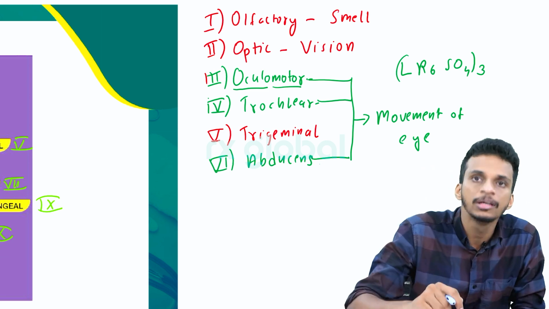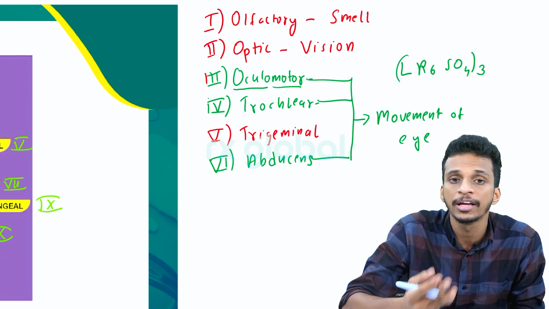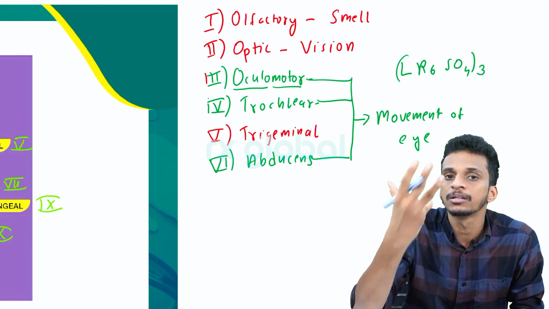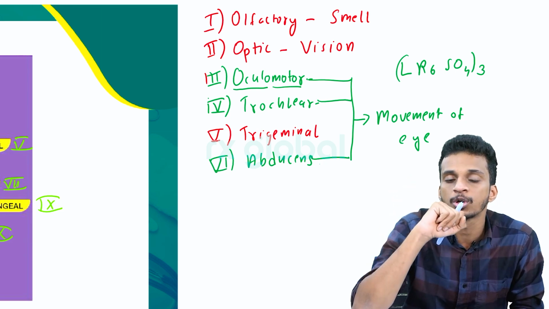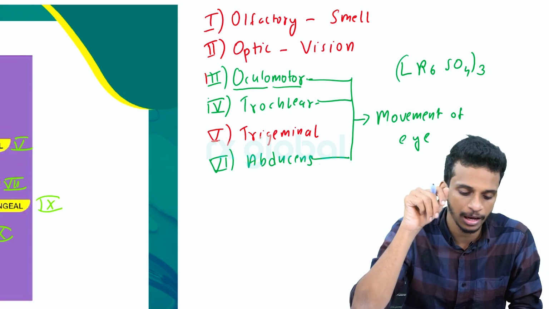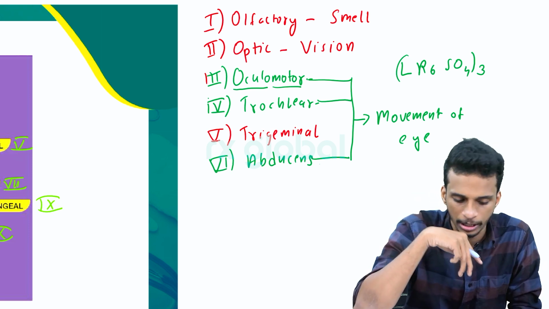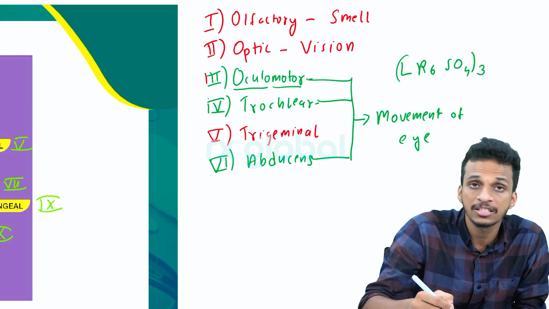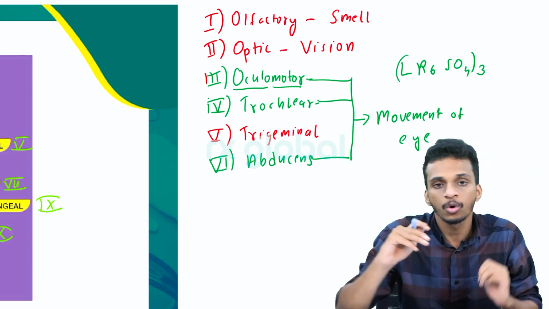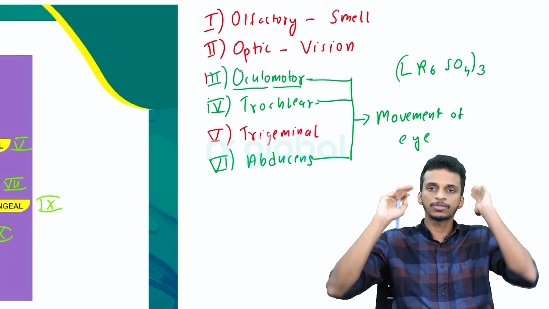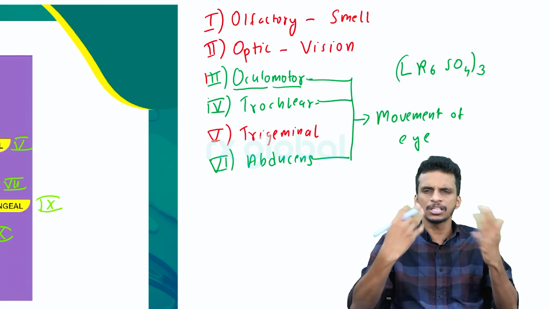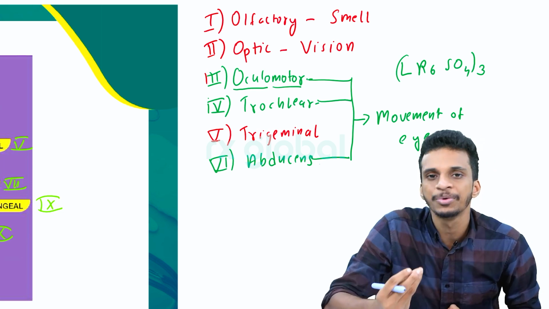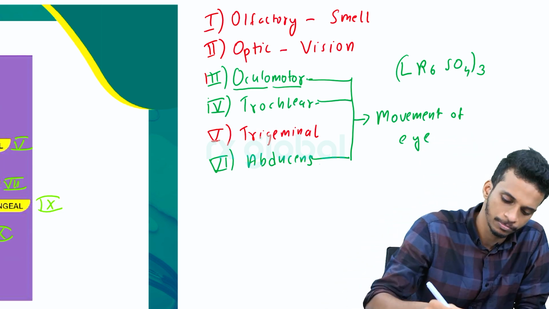Similar to that, here we have a short form to learn which movements of the eye are done by which muscles of the eye, controlled by which cranial nerves. For that we have a short form called LR6 SO4 thrice. I'll just tell you what it means, though you will not be able to understand it completely because you don't know the names of the muscles of the eye. Just to introduce you to the world of mnemonics, or how to study and learn in MBBS, I'll just be describing it.